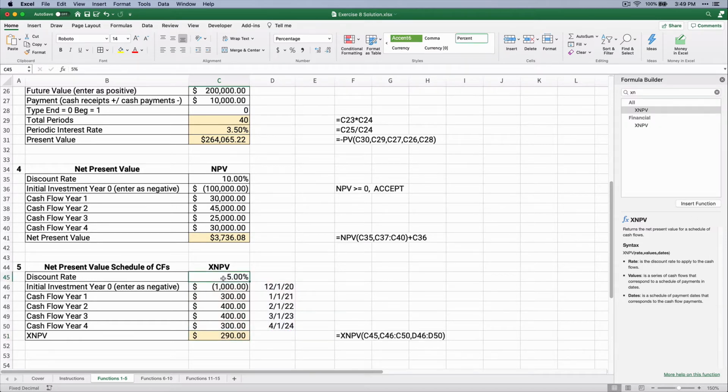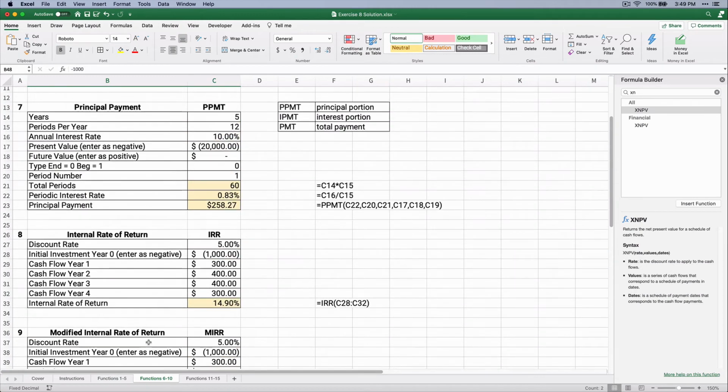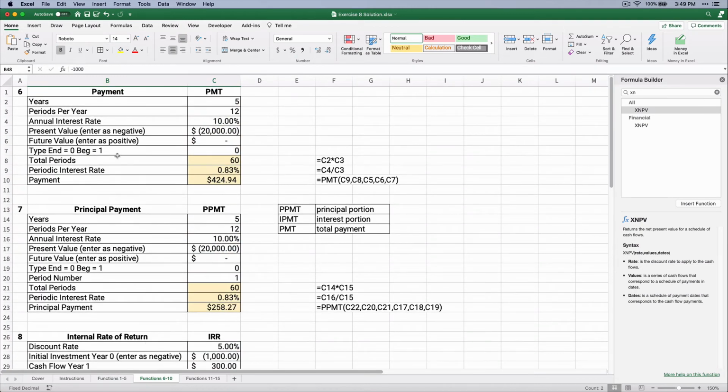If we increase our interest rate to 6%, then you'll see the XNPV is going to be a little different, 7%, and so on. Okay, so this is net present value. It's a newer NPV function, net present value with a schedule of cash flows. All right, let's do exercise functions 6 through 10.